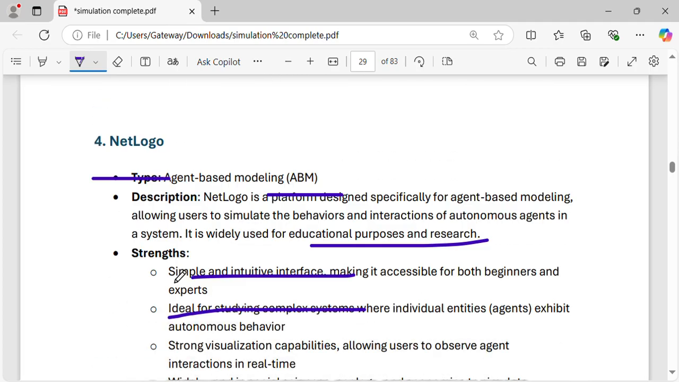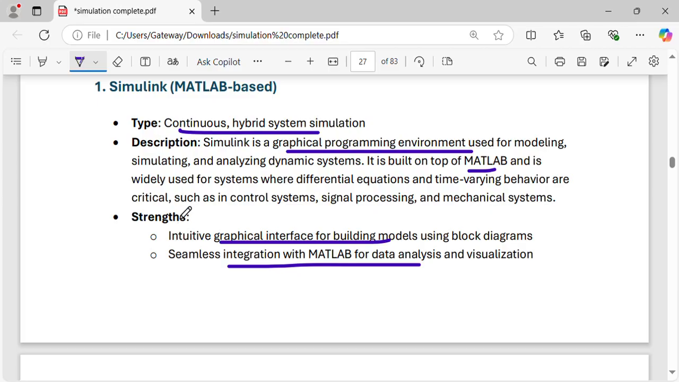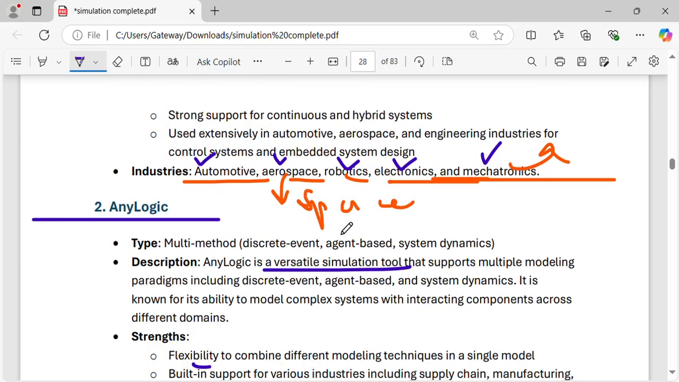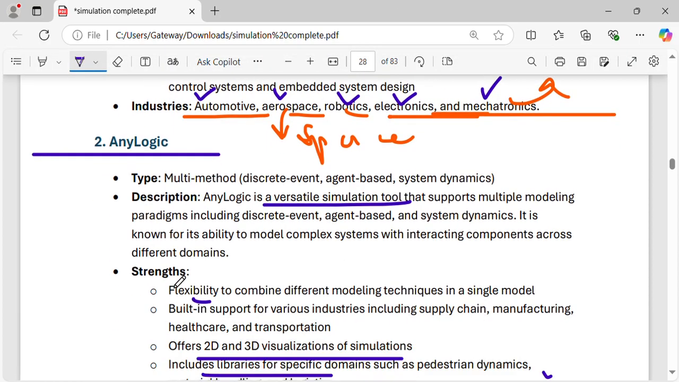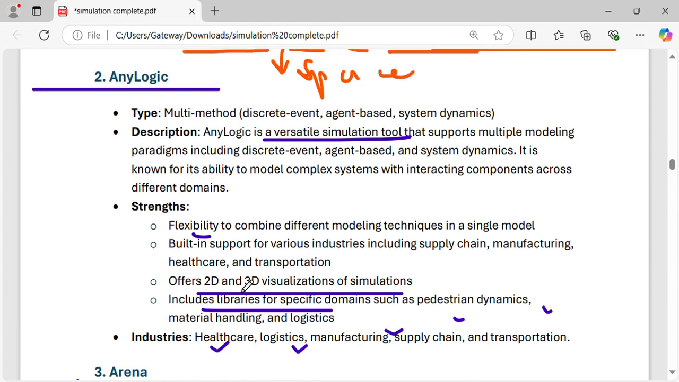So we are going to revise all of them. You can revise with me. Simulink is continuous, it's basically MATLAB-based, and it's a continuous hybrid system simulation. Its strengths are the graphical interface and integration with MATLAB. It is used for automotive, aerospace, manufacturing, electronics, mechatronics, etc. AnyLogic is multi-method; it can work with any model. It's versatile, offers 2D and 3D visualization tools, and works with healthcare, manufacturing, supply chain, and transportation.